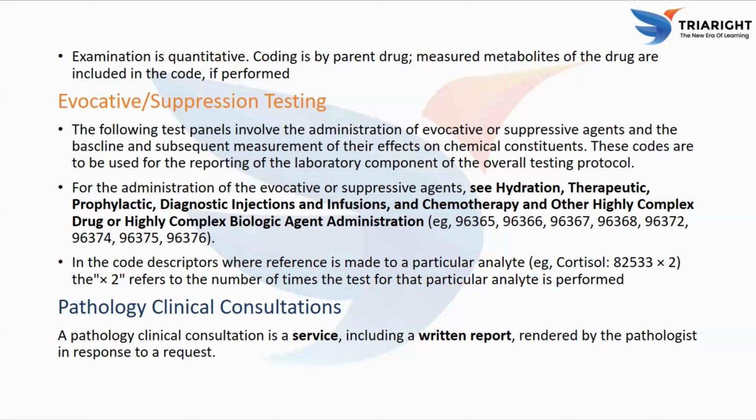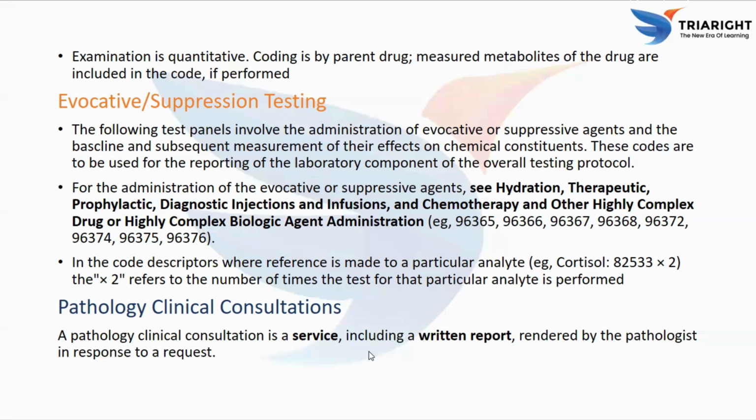These CPT codes are for the lab testing portion only. They do not include giving the drug, IV infusion, or injection procedure. Those are coded separately under the 96365 to 96376 code ranges, which are infusions and injections. So why does some code say times 2? If a code says something like cortisol 82533 times 2, that means cortisol is measured 2 separate times, for example baseline level and post-stimulation level. So you report the analyte code based upon the number of measurements. So this is about evocative and suppression testing.